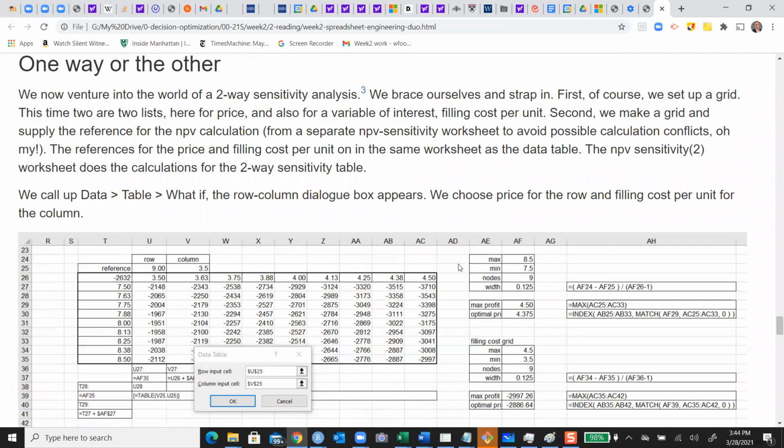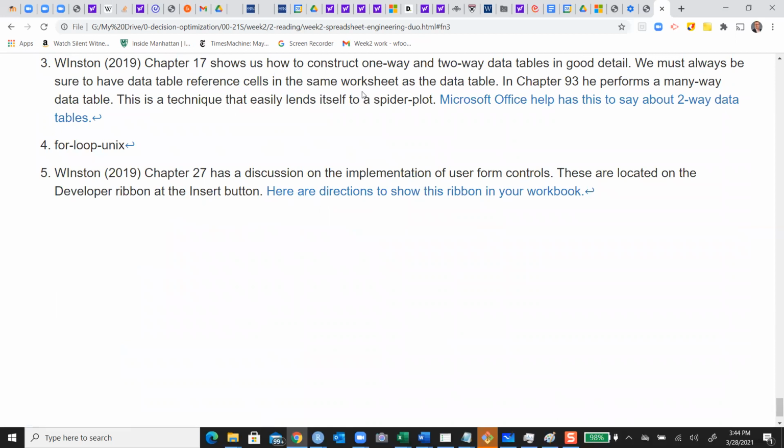And then what we also want to do is brace ourselves for a two-way sensitivity analysis. And let's go to the Winston chapter 17 to look at that. And also in chapter 93. Plus there's a Microsoft help.